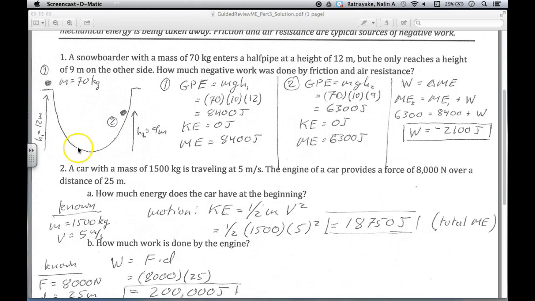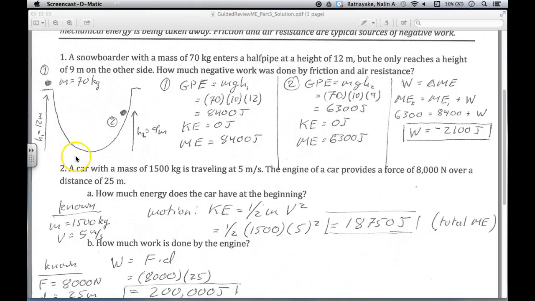And we talked about this in class when we looked at swinging pendulums and why the pendulum only swings back up to a height slightly less than where it started from. It's because we're losing energy on every cycle, and it can't ever attain the same height. So this is the same principle. The snowboarder can't get to the same height on the other side unless he were to add energy to the system by pushing or some other form of adding energy.